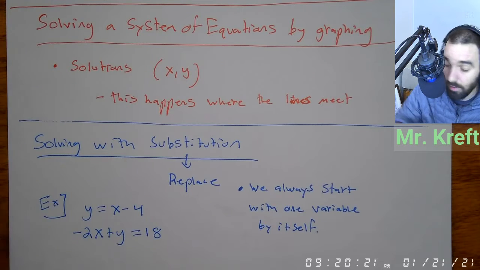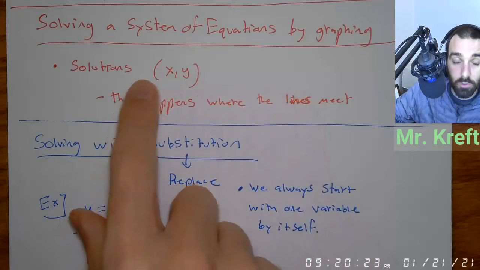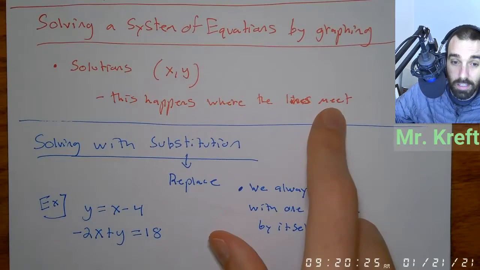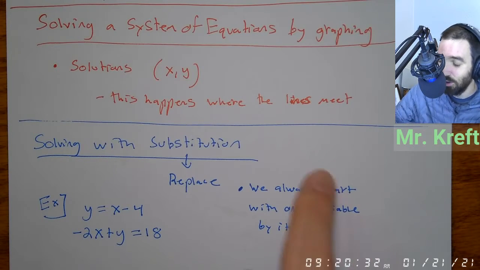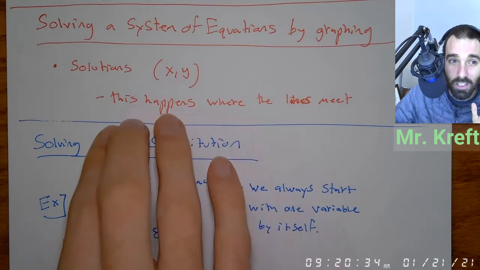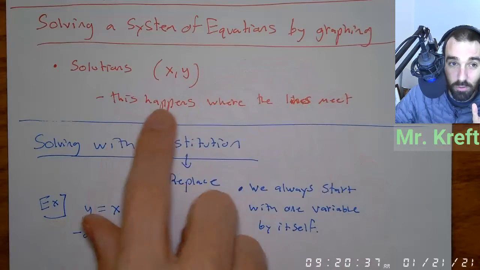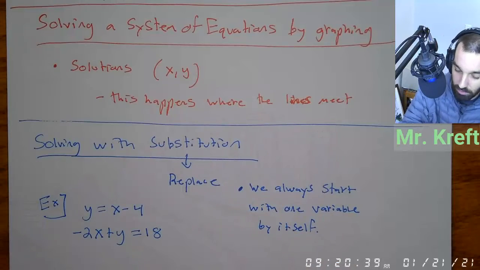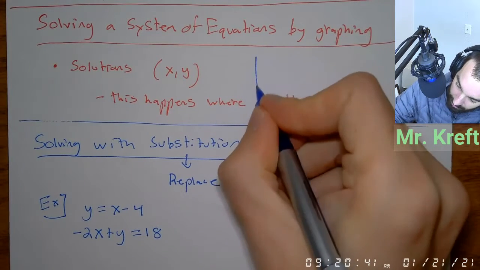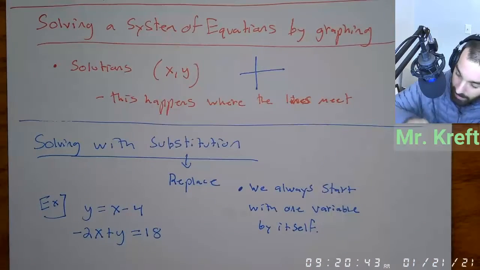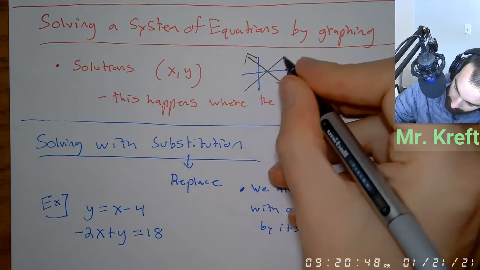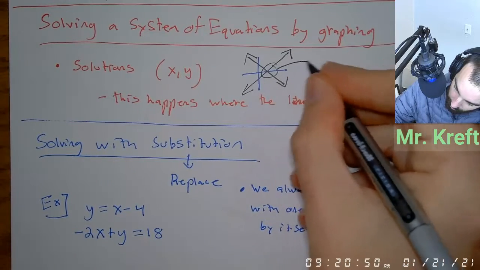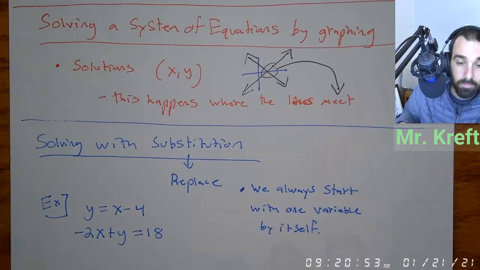Right, so with solving systems by graphing, the solution is going to be a point. This happens where the lines meet. So you're just looking at where the two lines meet. I'm not hearing back if I answered your question or not, so I just want to make sure. By graphing, you just look for where the two lines meet. So if I had a graph with a line and a line, the solution is where they meet.